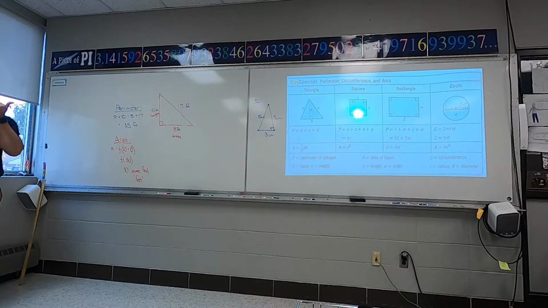So again, find perimeter. That's the distance around the outside. And then find the area. Now for area, remember we're using base times height. The base and height should be at 90 degrees from each other.